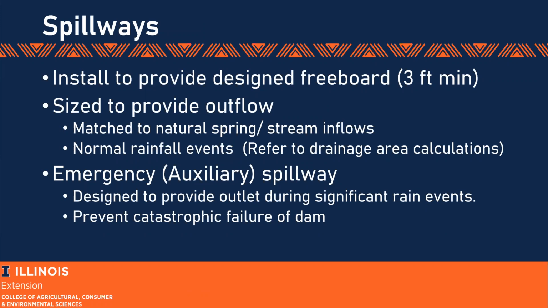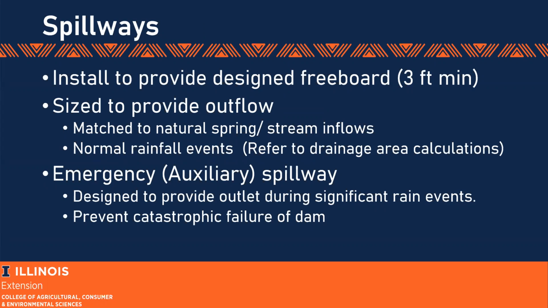So you want to install it to have that design freeboard. Three foot is a minimum. Maybe you want to design it because you've got a high flow on it. Maybe it's a five foot, and know that during the spring it may be closer to filling up and having a couple foot above the standard drain pipe, and over the course of the summer we'll drain back down to it. But you don't want to get anywhere closer than about three foot to the top of the dam at any point in time.